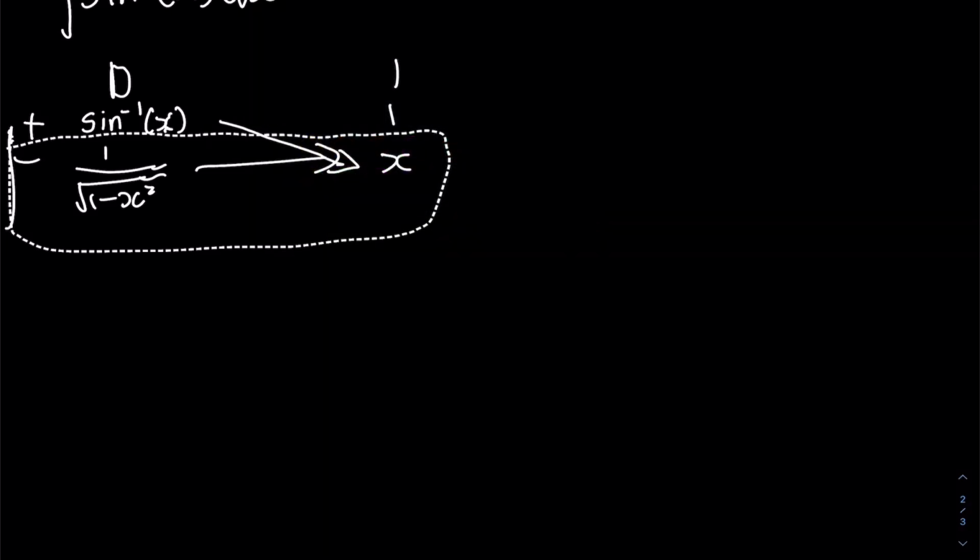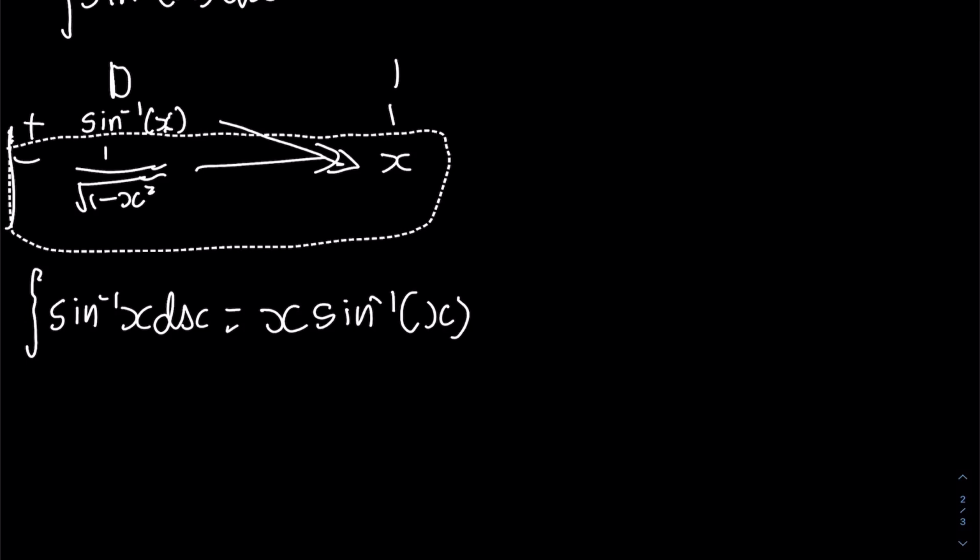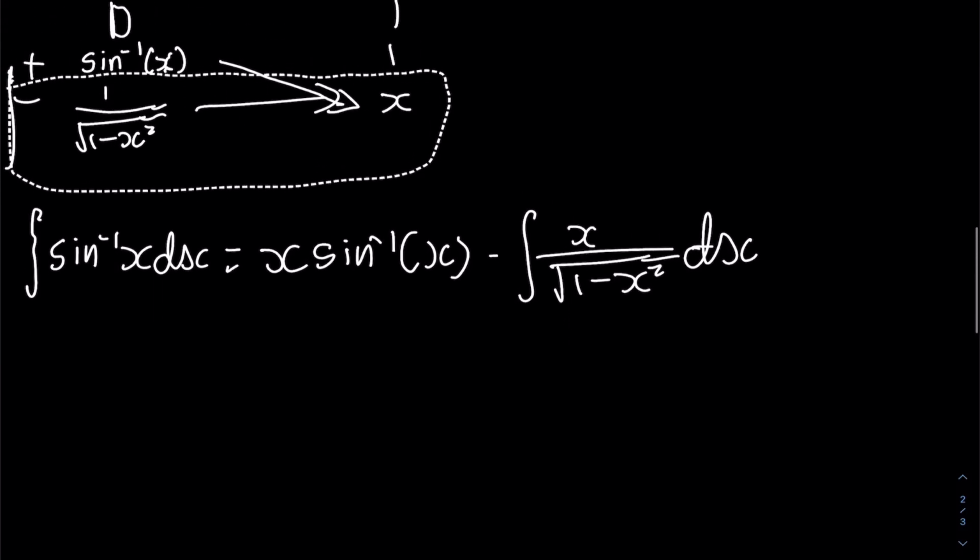So we see that now the integral of the inverse sine of x dx comes to x multiplied by the inverse sine of x, and then a minus the integral of v du. So that would be, of course, this product of the last row, which is x over the square root of 1 minus x squared dx. So where do we go from here?